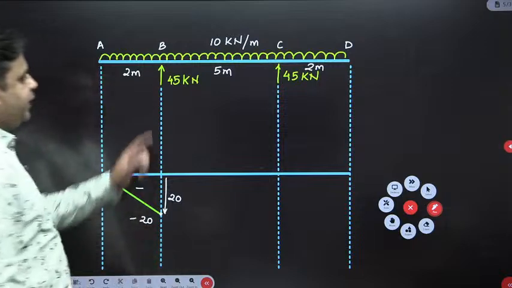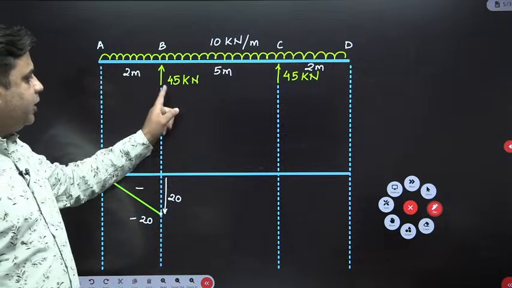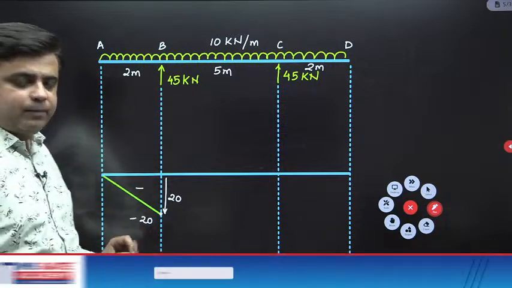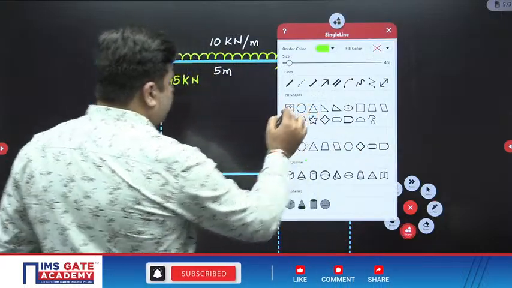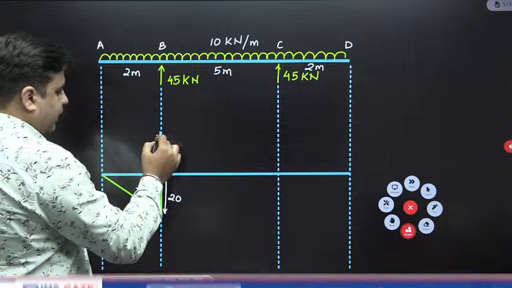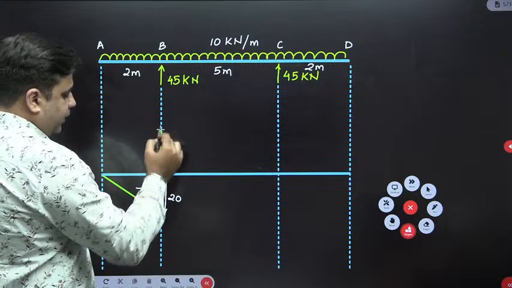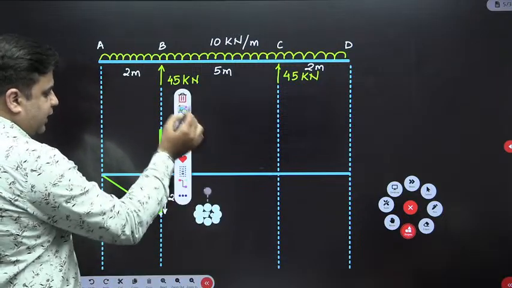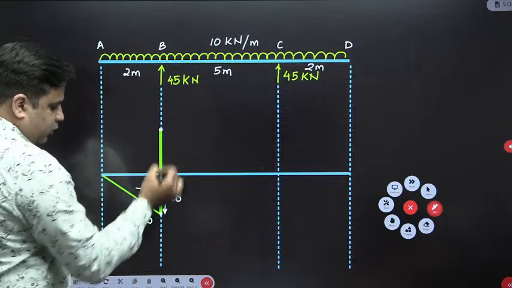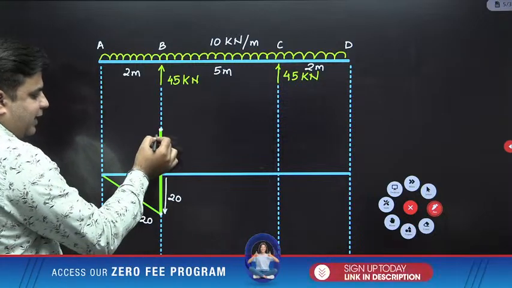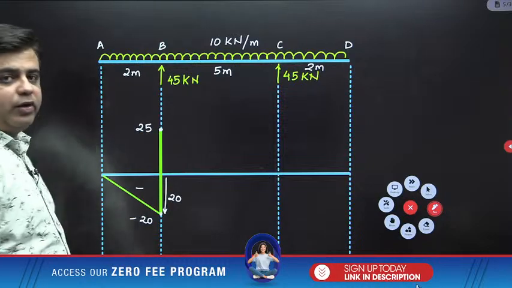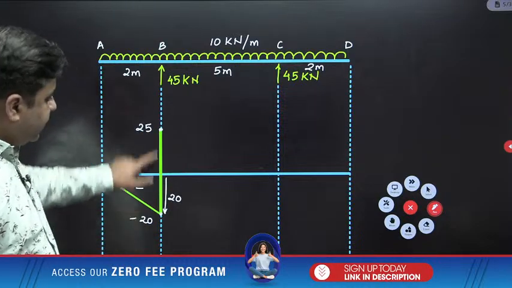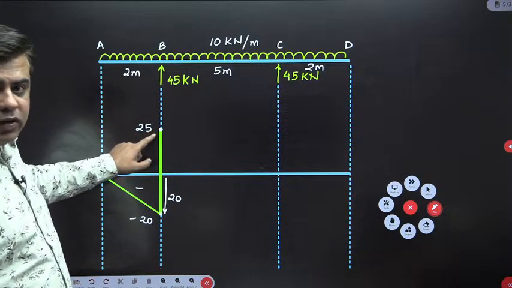Now at this point B, upward acting point load of 45 kilonewton is acting. So I need to move up by the amount of 45. The moment I move up by the amount of 45, what will be the value of shear force at this point? So this will be minus 20. Minus 20 plus 45 will be plus 25 kilonewton.